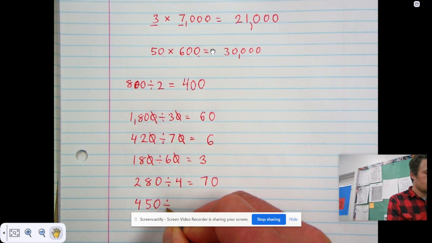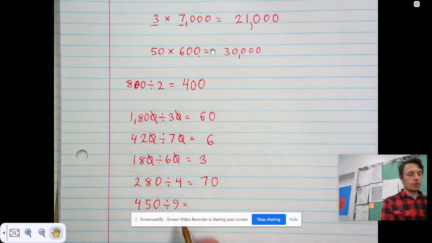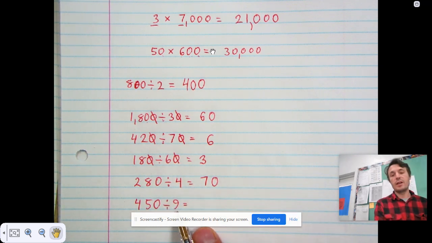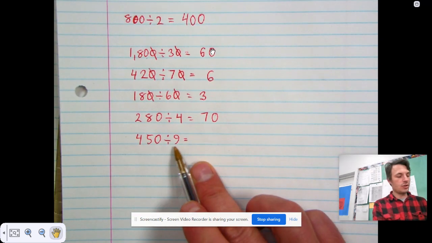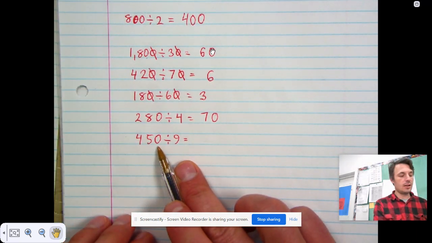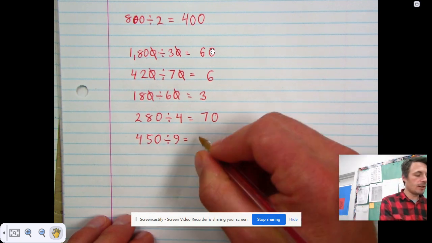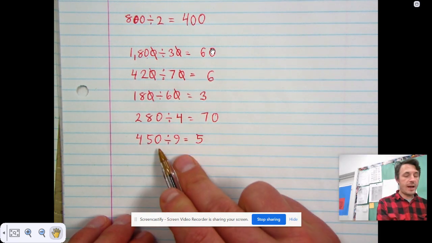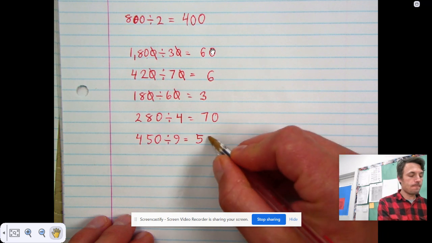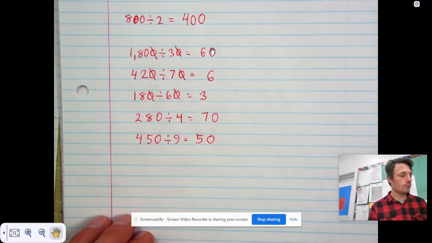450 divided by 9. There's no 0 in the divisor to match this 0 in the dividend. So we don't do any canceling. We just do 45 divided by 9 equals 5, and we add this 0 from the dividend into the quotient.